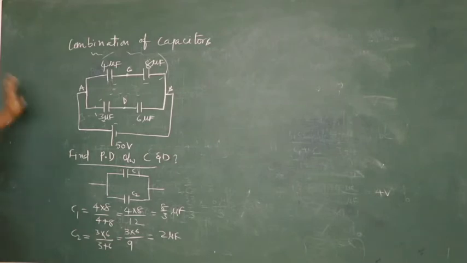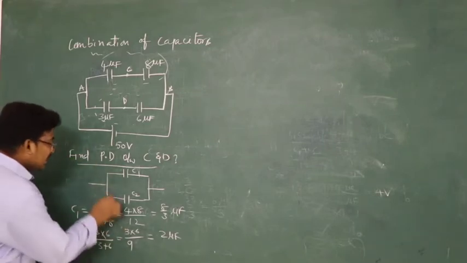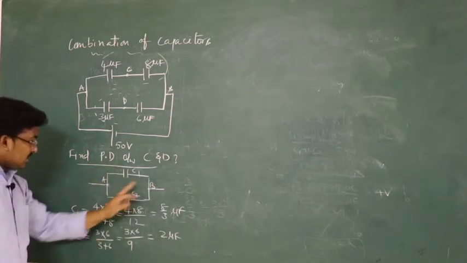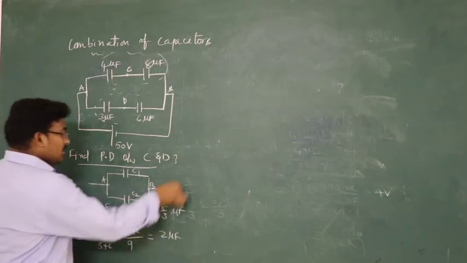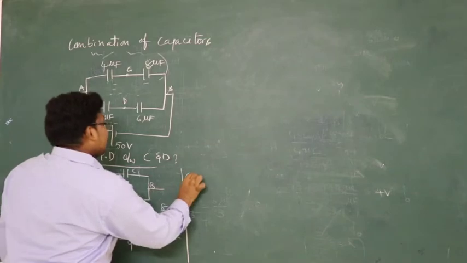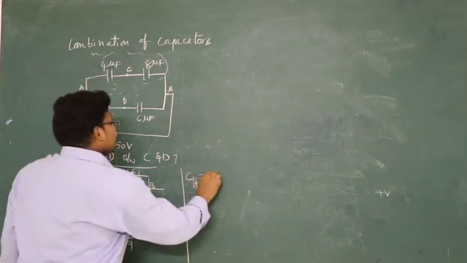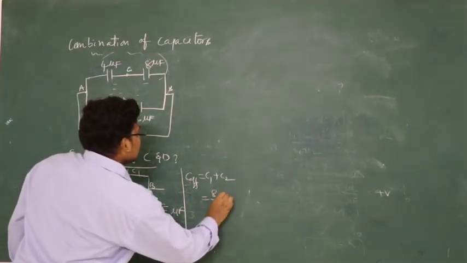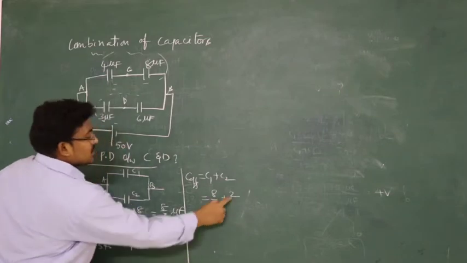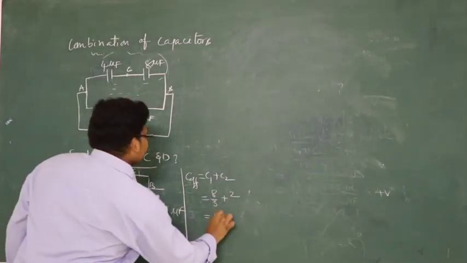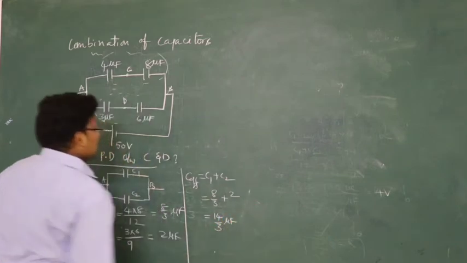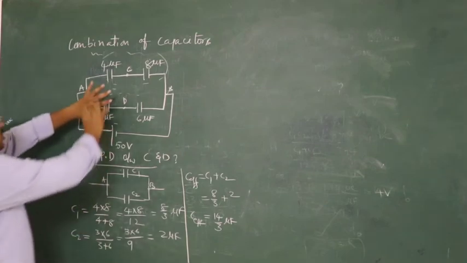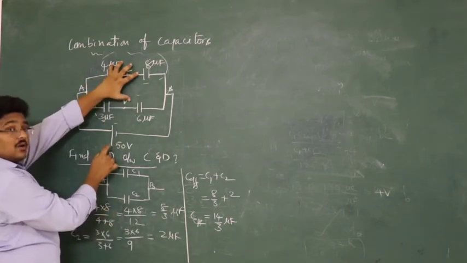Is it okay? Right. Now these C1 and C2 are in parallel because their endpoints are A and B. These endpoints are A and B, these endpoints are A and B. So they are in parallel. In parallel, what is the formula? C effective is the sum of the capacitors. So C effective is equal to 8 by 3 plus 2, which will be 14 by 3. So C effective is 14 by 3 microfarad.